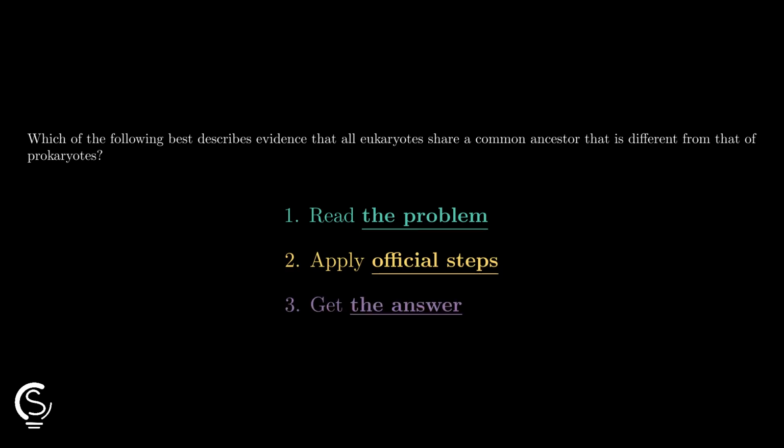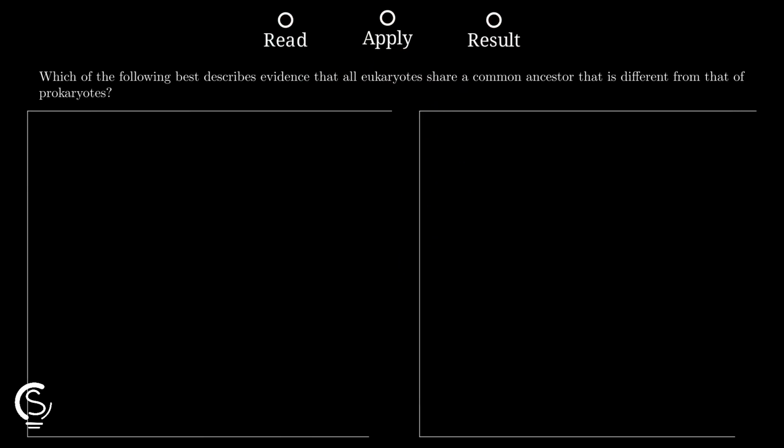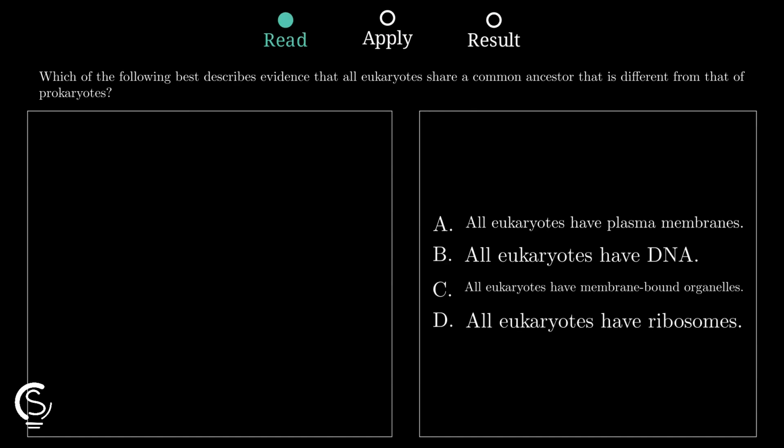Evidence matters here, and this one is quick. Find the feature unique to eukaryotes, not the basic cell parts shared across almost all life. Start with what makes eukaryotes distinct.